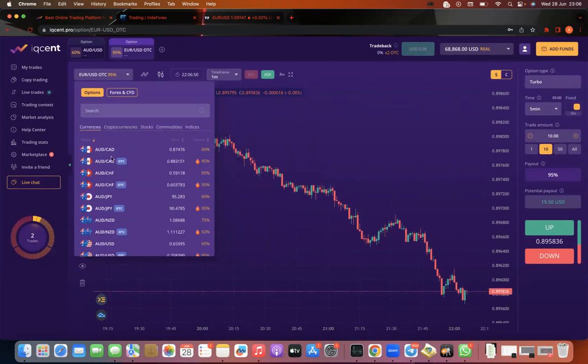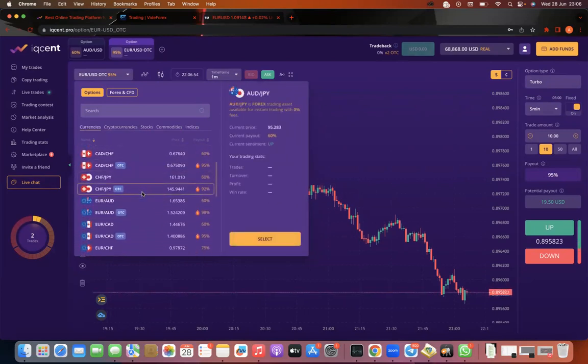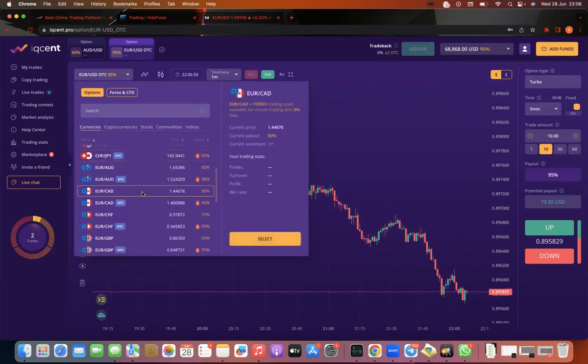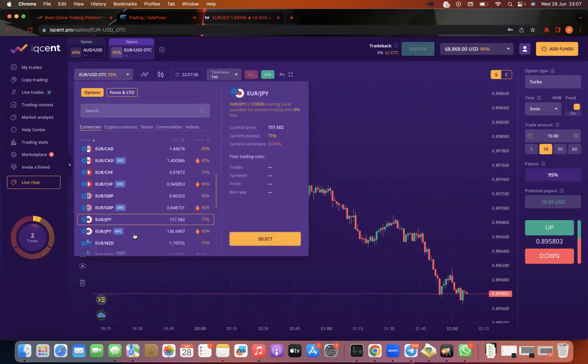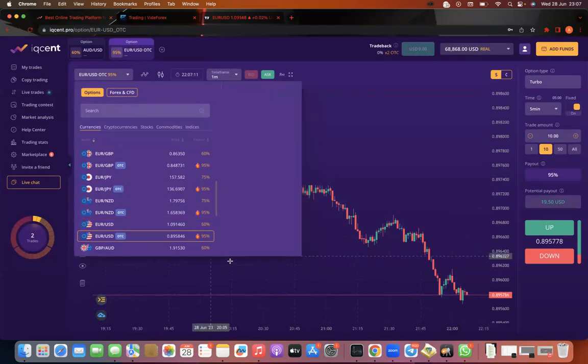So let's use cryptocurrency rather. So we can see we are using USD OTC. So what is actually OTC? OTC is like the broker's own market. It's not the traditional market. They actually have an algorithm that they use that calculates the price and everything. You understand? It's determined by some things. So it has higher payouts.